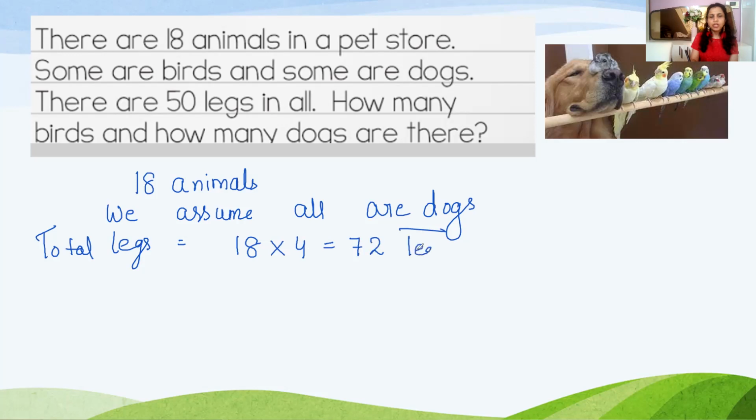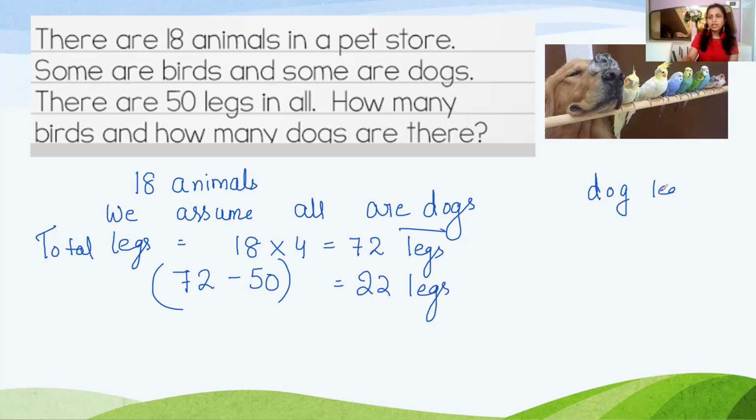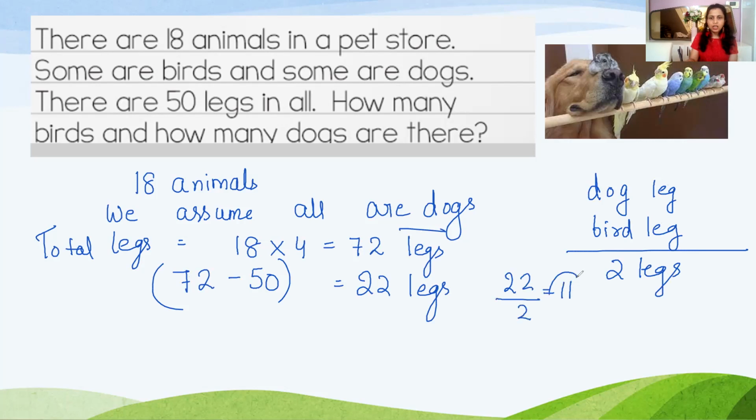So 72 legs. But it's given in the question they have 50 legs only. So the difference is 22 legs. Now, if you see a dog leg and a bird leg, how much is the difference in the legs? There is a difference of 2 legs, right? So we divide 22 by 2, that is 11. That means we have 11 birds and 18 minus 11, 7 dogs.